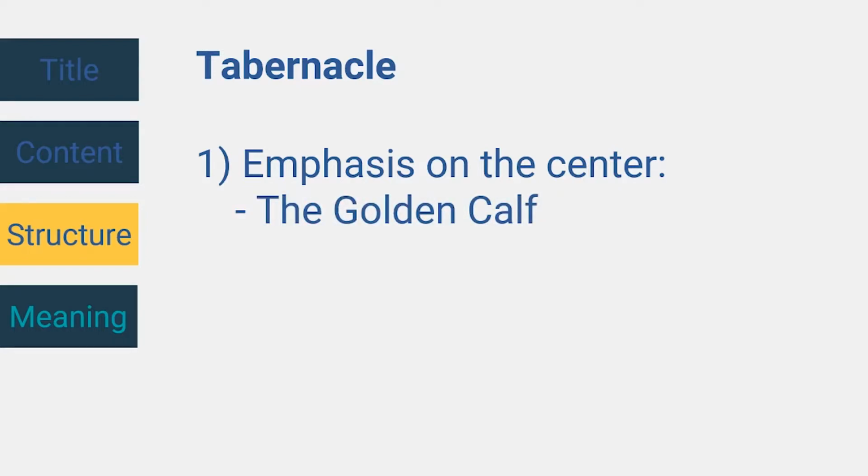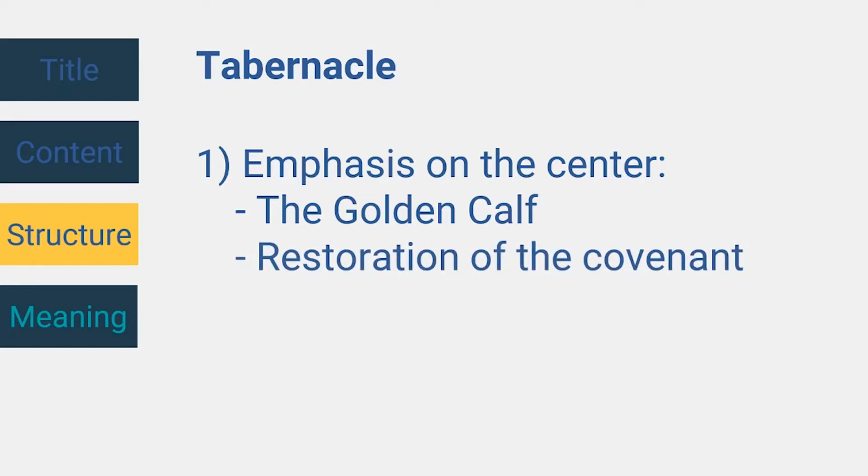And if you read that episode, you will see that the story of the golden calf follows a very simple pattern. Starting with 1, Israel has a covenant. 2, Israel breaks the covenant. 3, God punishes Israel. And 4, the covenant is restored. There is a lot of theology in this very simple schedule.